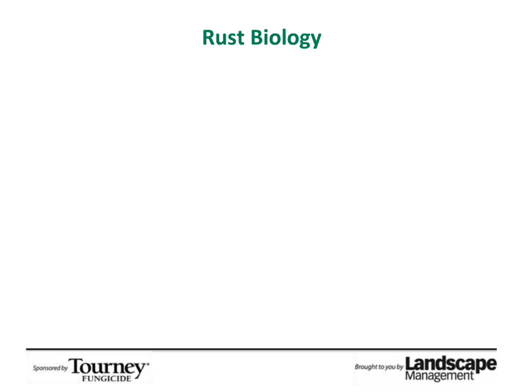So something like cedar apple rust is pretty explanatory. The hosts are cedar and apples, whether it's crab apples or the apples that you eat, like a Jonathan or something. It has two different hosts, complex disease cycle. And then something like white pine blister rust, the two hosts are white pine and then Ribes. If anybody's familiar with that historically, it's been an interesting disease.